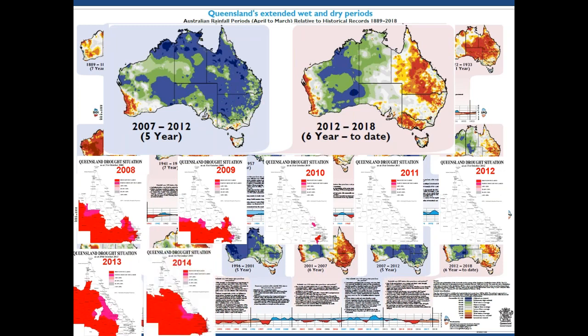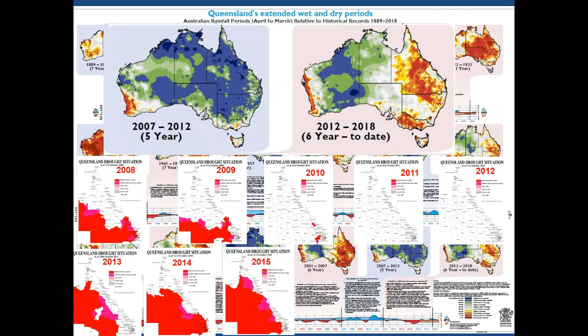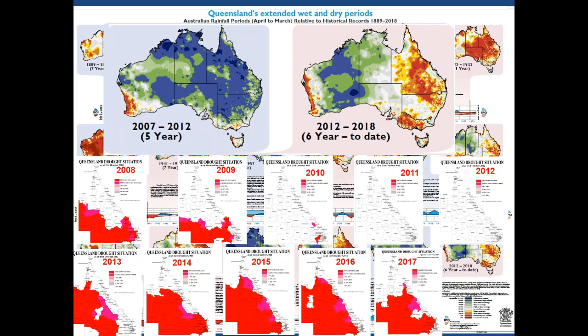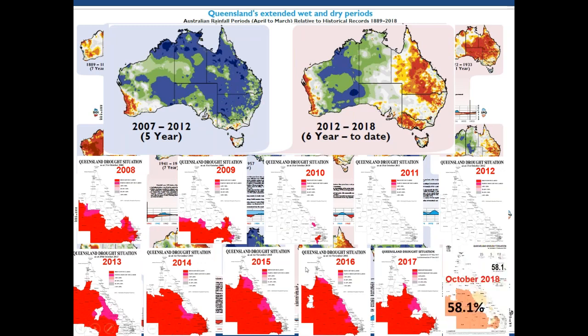2014, it starts building up to a peak of 80% declared in 2015, comes back a little bit, 2017. The current situation is October, 58% declared. So that just highlights that it's easy to get into drought. It takes a lot longer for shires to move out of drought.